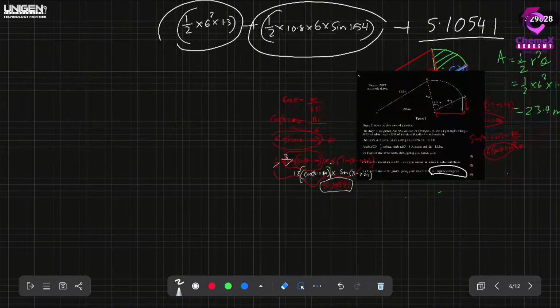So can you tell me the answer after adding all those? What do you get? So 0.5 into 6 squared into 1.3, answer plus 0.5 into 10.8 into 6 into sine 1.54, answer plus 5.0541. Is it 60.89 something? What do you get? 60.89 something. So when asked to round to 3 significant figures, it is 60.9 meters squared.